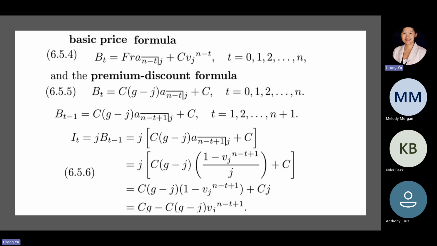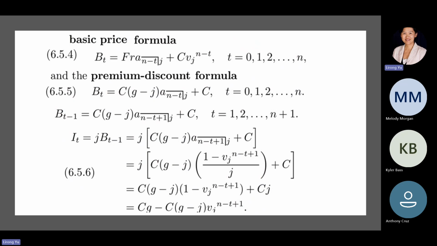Any questions? All right, so we're going to use the second BT formula to find a standard way to identify the formula for IT and the formula for PT. Now IT equals J times VT minus 1, so we're going to replace the T with T minus 1. I actually prefer using the basic price formula. You can use both. The problem with the premium discount formula is you have to calculate J and then G and J.